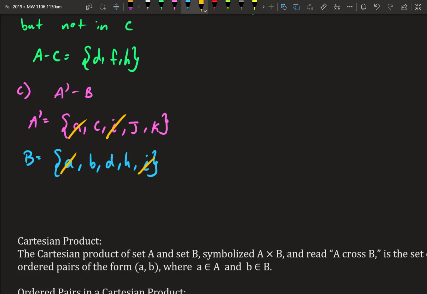We always do. So, the complement of A minus B equals what's left over: C, J, and K. Only what's left over in A, because that's the first letter.